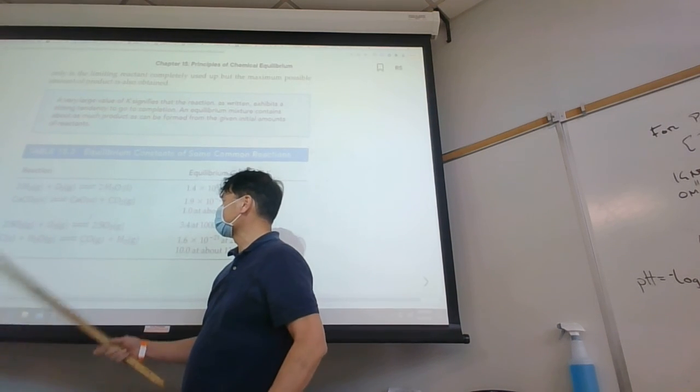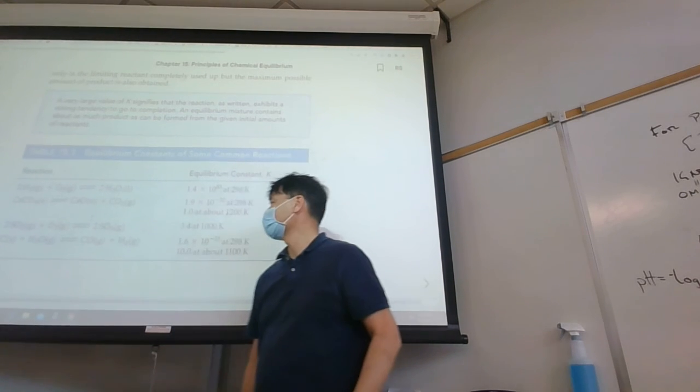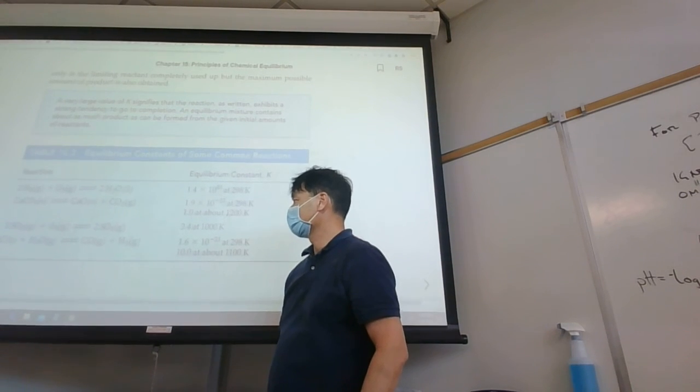A Lewis acid base reaction is a bit more complicated. We have to look at how the electrons are being shared and that kind of stuff. So draw out the Lewis structure and figure it out.